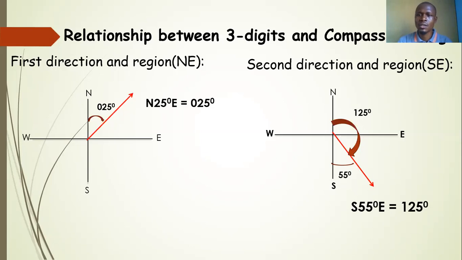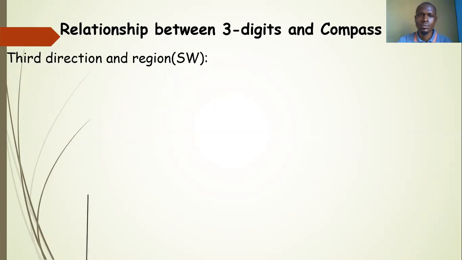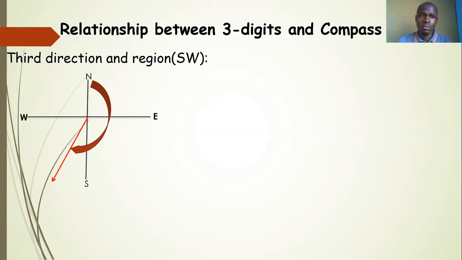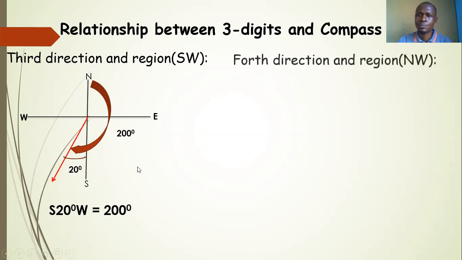So having seen the first and second direction, let's look at the third direction. We have southwest, and the angle is 200 degrees. 200 degrees can be written in compass form as follows. Moving from the north pole down to the south pole, you have 180 degrees. So the leftover angle to meet up with 200 is 20. So you have south 20 degrees west. That gives us 200 degrees in 3-digit form.